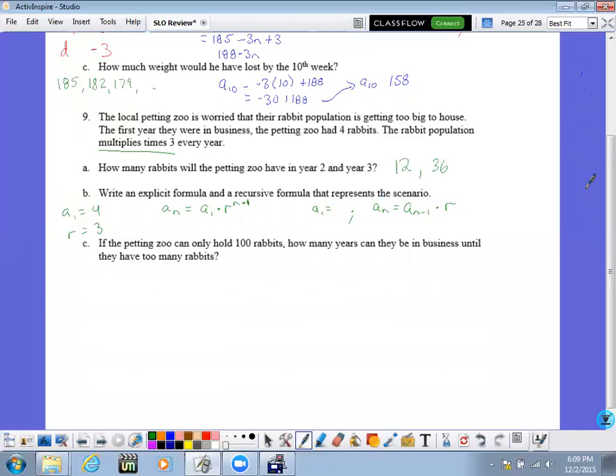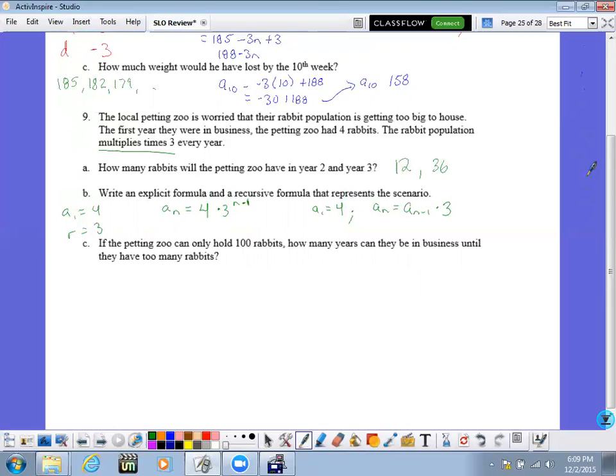So we know these things. And in this one, what's really nice, we don't have to distribute. We don't have to do any of that mess. All we have to do, erase our first term, put a 4. Erase our ratio, put a 3. Same thing over here. Erase our ratio, put a 3. We know our first term, it's a 4. And then we're finished.